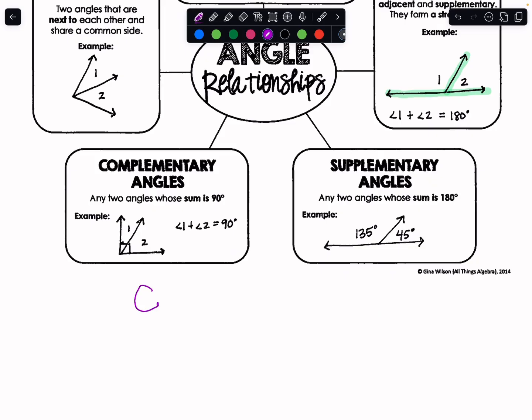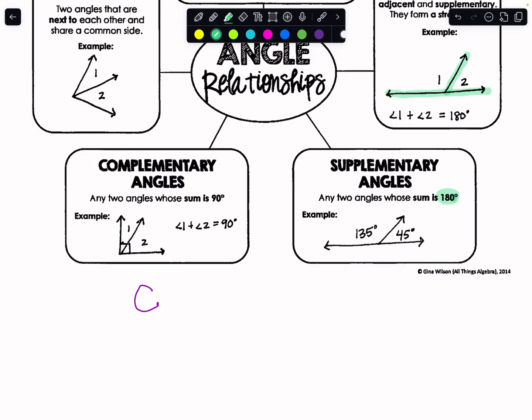And then supplementary angles, they add to make 180. Do they have to be a linear pair to be supplementary? No. You can have 2 random angles that add up to be 180, and they will also be supplementary. Linear pair, they have to be right next to each other. But if you have any 2 angles that add up to be 180, they will be considered supplementary.